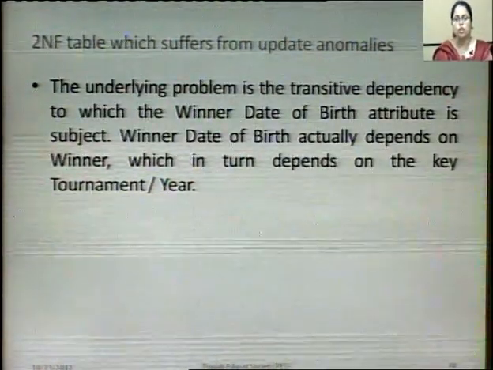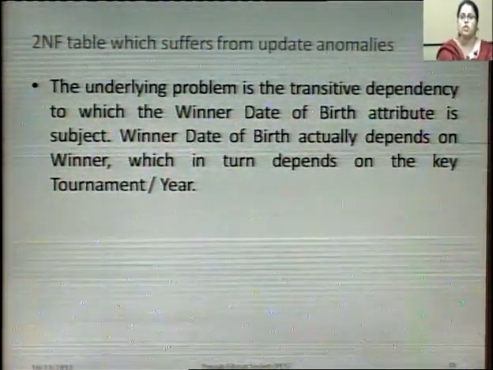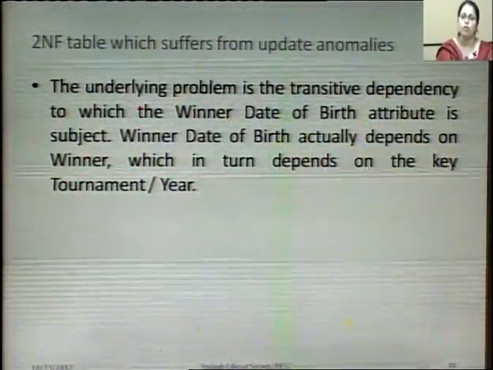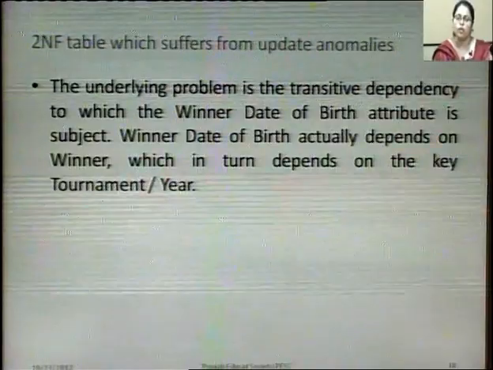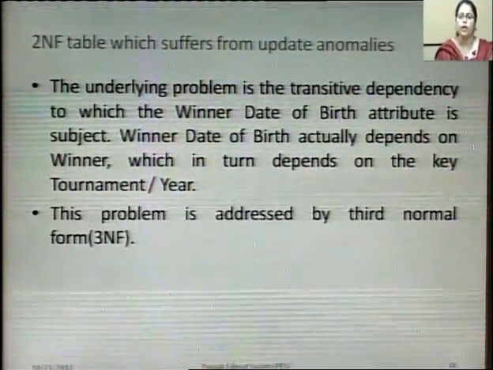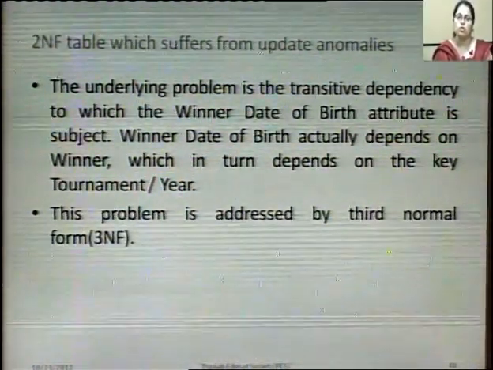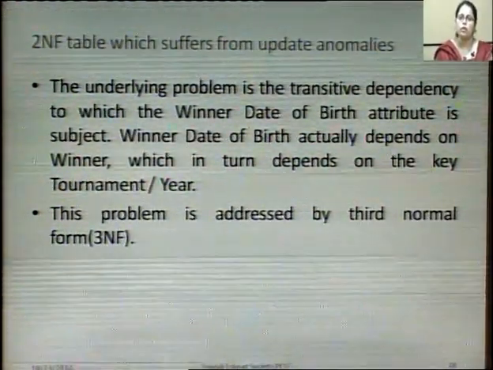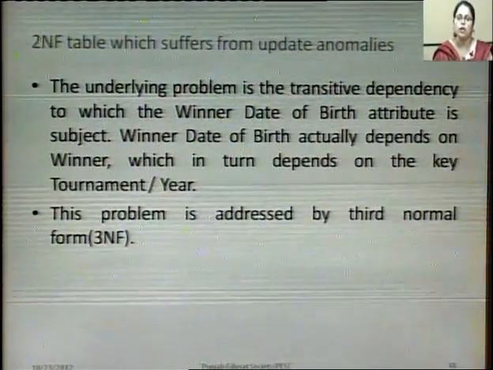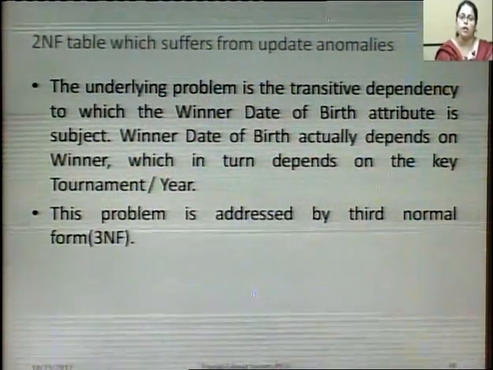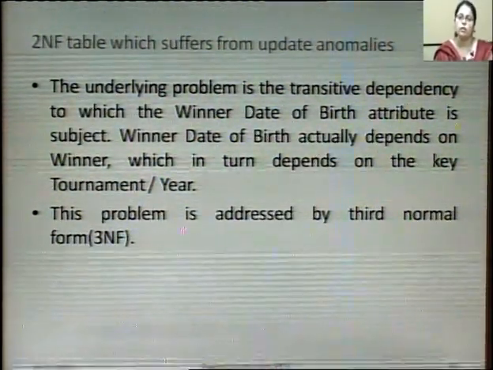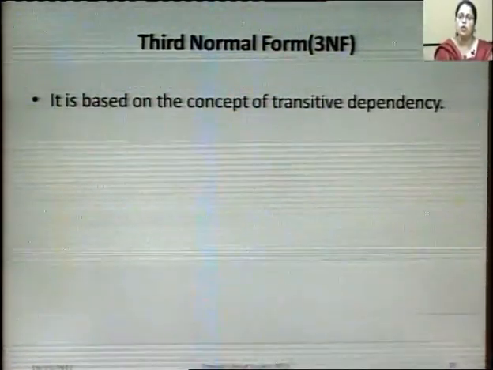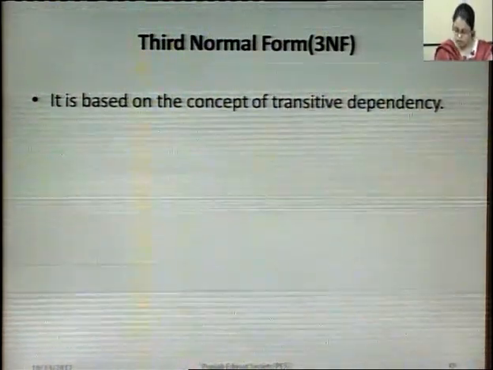Now such types of anomalies, that means tables which are in second normal form but still suffer from update anomalies, for such relations we have third normal form. So this problem of second normal form tables suffering from update anomalies is addressed by the third normal form. It is based on the concept of transitive dependency.